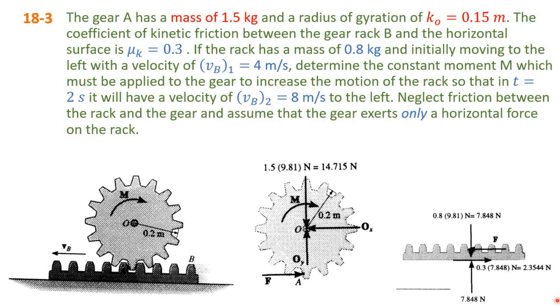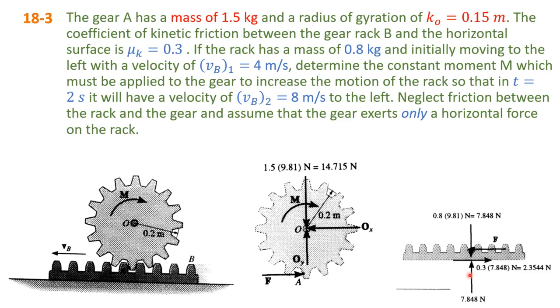So now we have gear A, which has a mass of 1.5 kilograms and a radius of gyration given to us as 0.15 meters. The coefficient of kinetic friction between the gear rack B and the horizontal surface is equal to 0.3. That's the friction between these two surfaces, as you can see in this diagram.